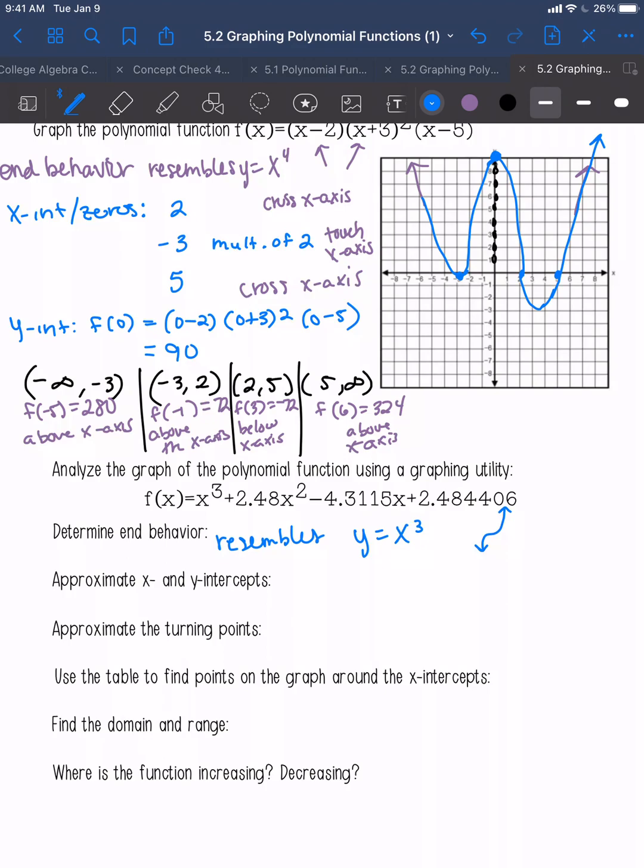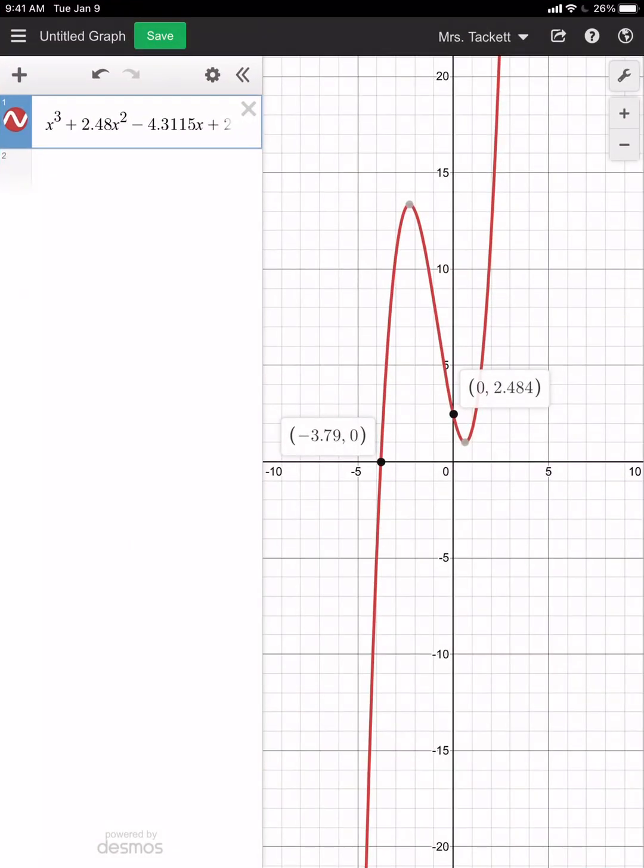Let's see, I'll go ahead and write that down. Your y-intercept is also your constant, so that's the 2.484406. We wrote the whole thing. Our one x-intercept was -3.79, I believe. Yes.